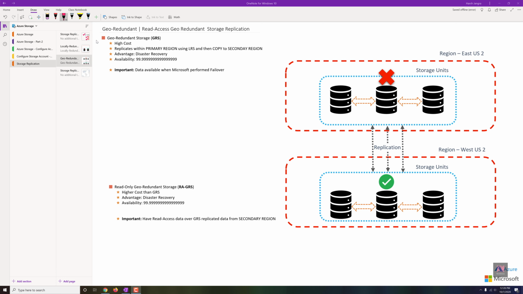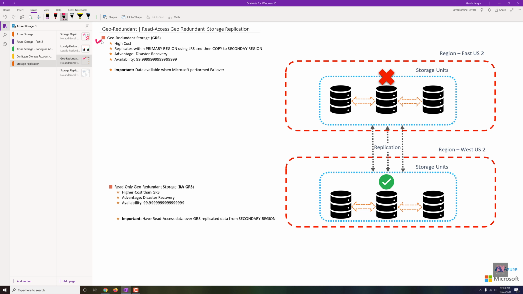Like I shared in ZRS, if you choose this option, then you can copy your data from one availability zone to another availability zone, but within the same primary region. Obviously, if one of the availability zones goes down, you can recover your data from another availability zone, which is absolutely fine. And obviously it has an advantage over LRS. But if your whole primary region is down due to any natural disaster, just like an earthquake, then obviously guys, you need to choose the next option we have in storage replication type, that is GRS.